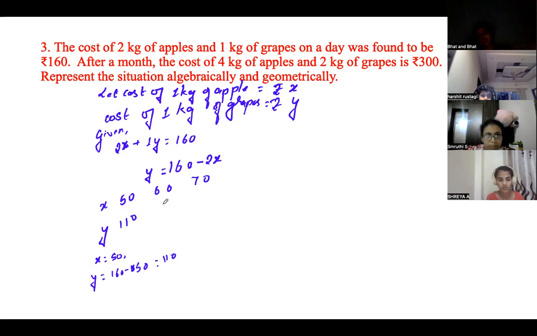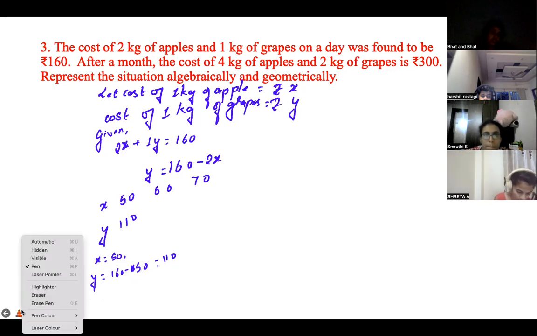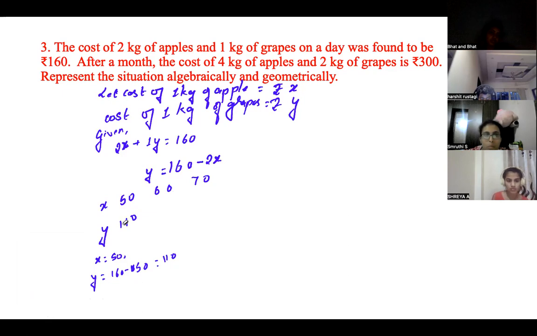But there's 2 also, right? 2x. Where? 2x is here. Yeah, so we didn't multiply the 2 with x. Oh, sorry. It is 160 minus 2 into 50. That is 160 minus 100. So that will be 60. So your answer is 60 here.